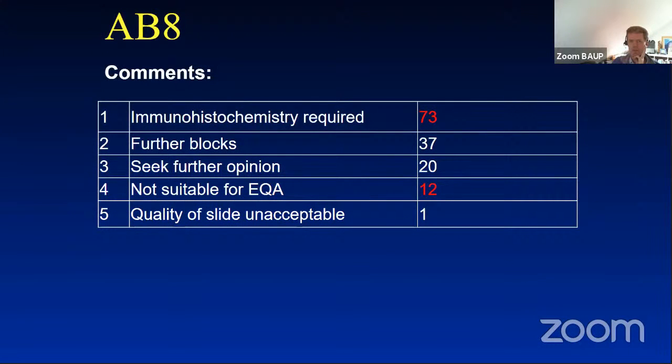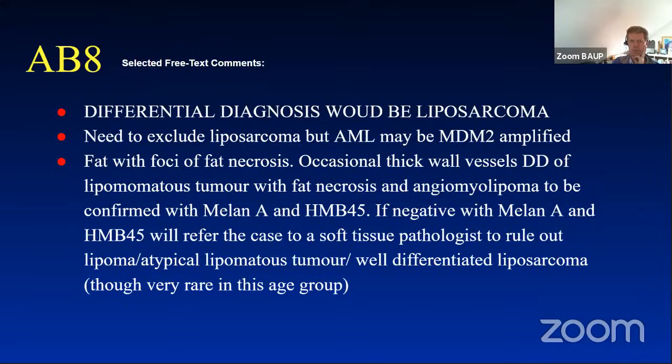So immunohistochemistry was required by 73 people, not surprisingly, and 12 felt it was unsuitable. Because it had a large quantity of fat within it, people were thinking down the liposarcoma route, and then obviously doing an MDM2 for liposarcomas. And people would like to do a melanA or an HMB45. You could do a cathepsin K as well. It should be positive.